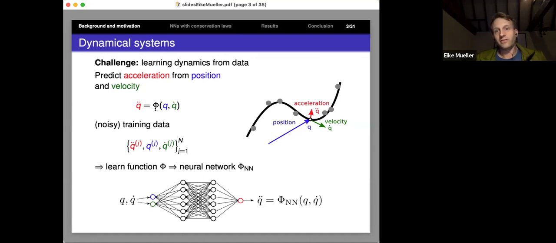Obviously, the first thing you can do is try to train a neural network which takes in position and velocity and then tries to predict the acceleration. That's just a complicated function. You train that neural network by minimizing some loss, which compares the measured acceleration to the predicted acceleration.